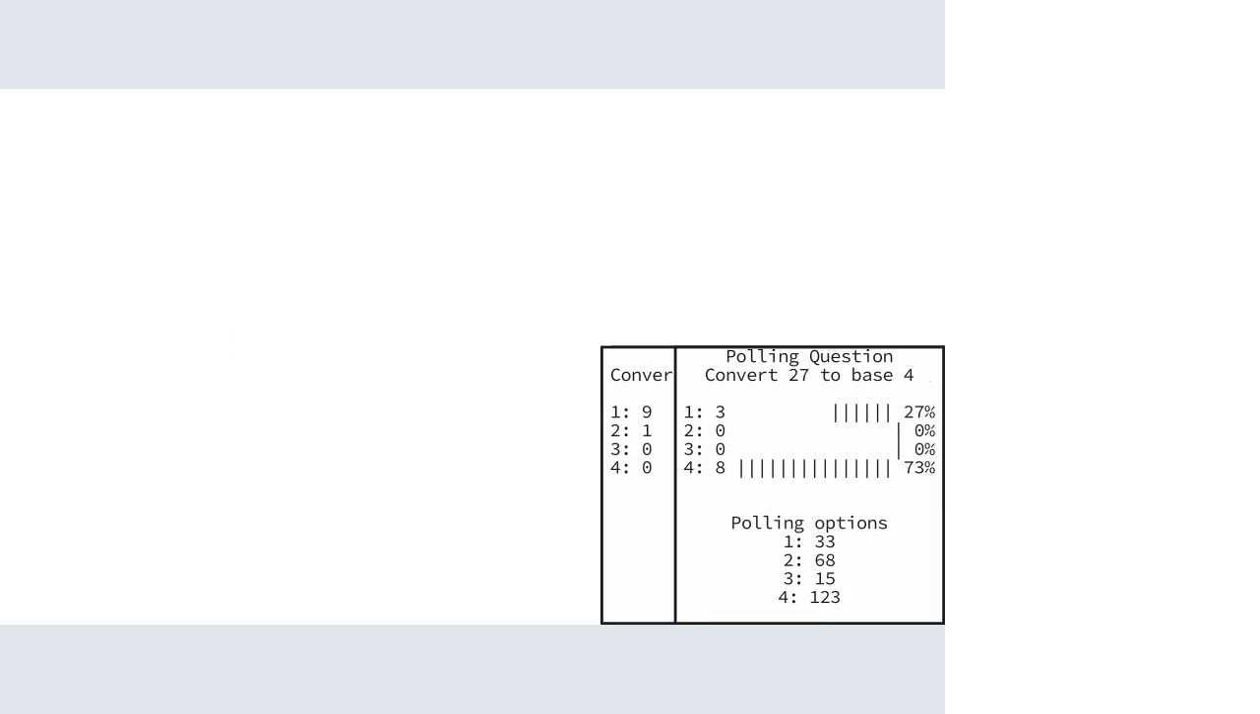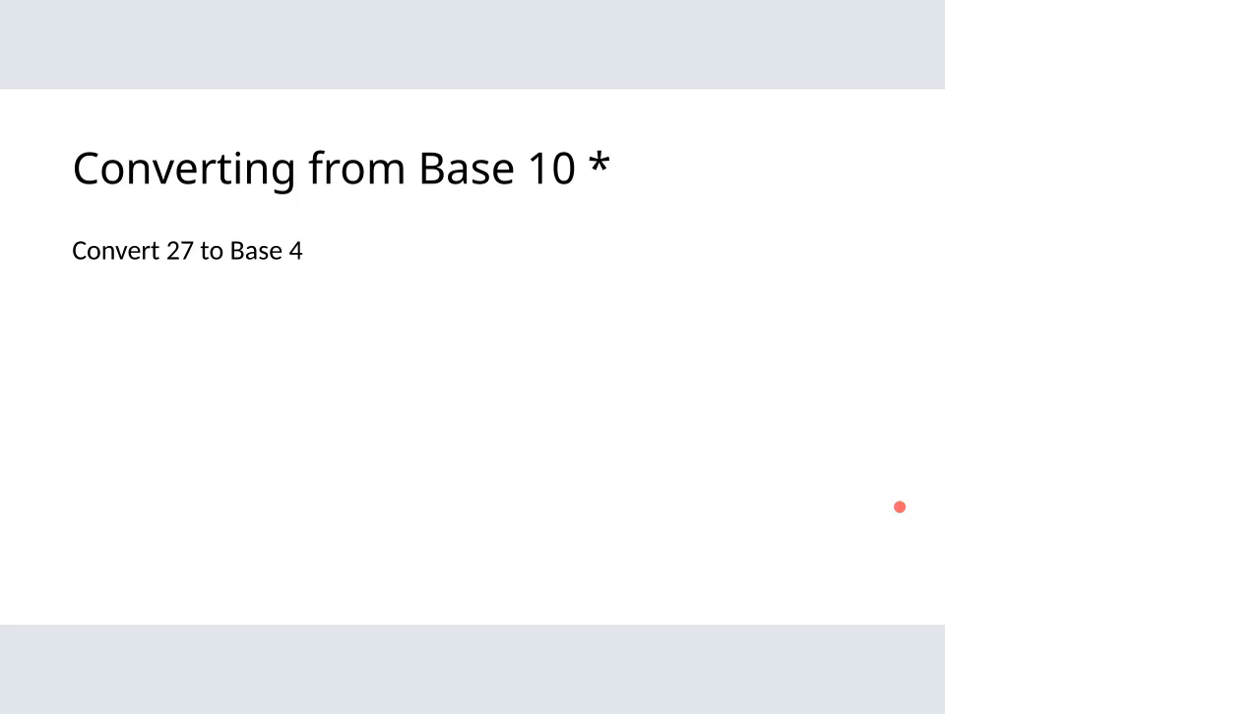Okay. Not unanimous, but definitely strong agreement. Let's take a look at this one. Convert 27 to base 4. All right, so the first thing we'll do is we'll go, okay, I'm trying to put this in base 4. So I'm going to have 4 to the 0, which will be the 1's place. I'll have 4 to the first, which will be the 4's place. I'll have 4 to the second, which will be the 16's place.